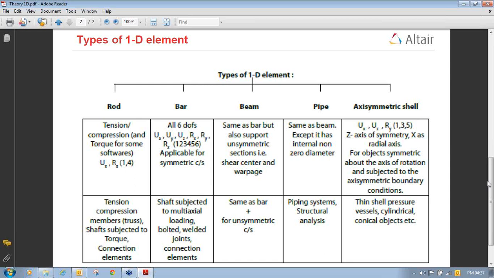Then there is one more type of 1D element available, that is axisymmetric shells. Axisymmetric shell supports translation along x-axis, translation along z-axis, and rotation along y-axis. That is, if the z-axis is the axis of symmetry of the axisymmetric shell, then x shows the radial axis. They are mostly used for objects symmetric about the axis of rotation and subjected to axisymmetric boundary conditions. The practical applications are thin shell pressure vessels and cylindrical, conical objects.